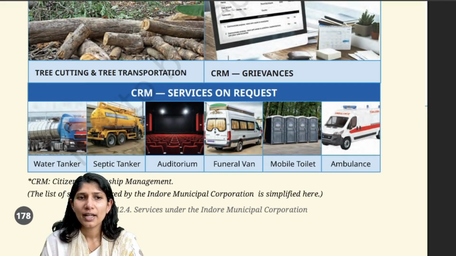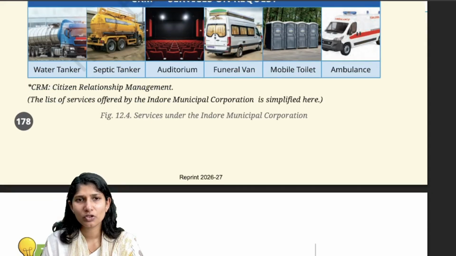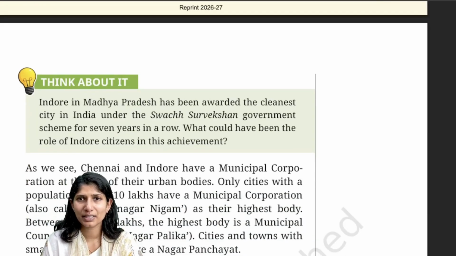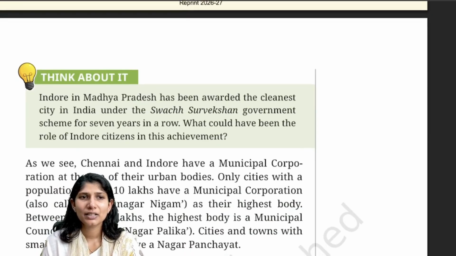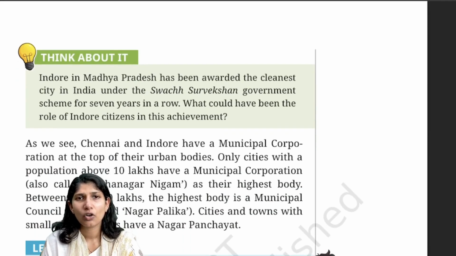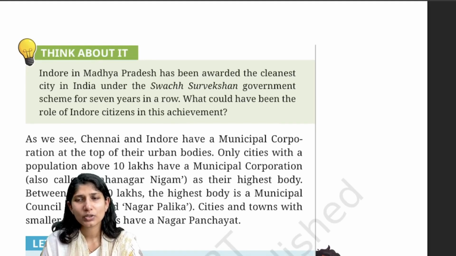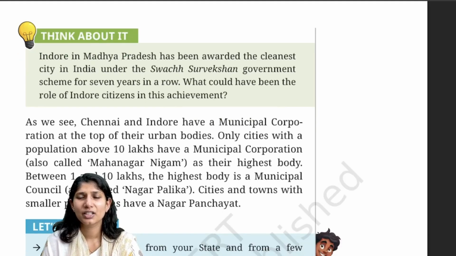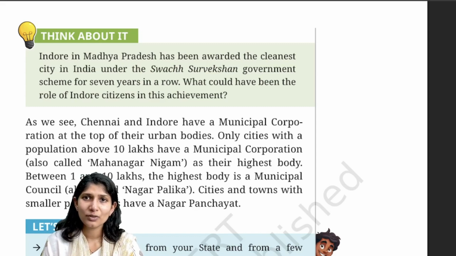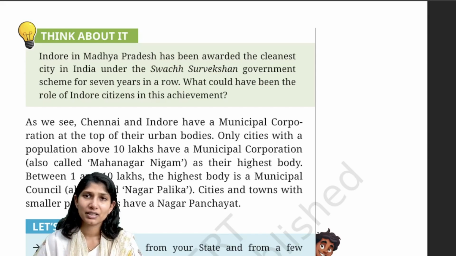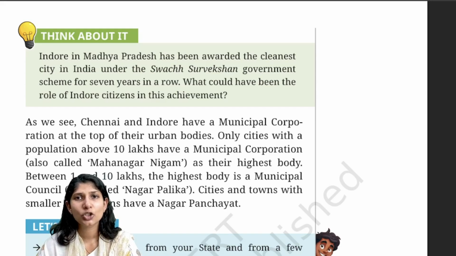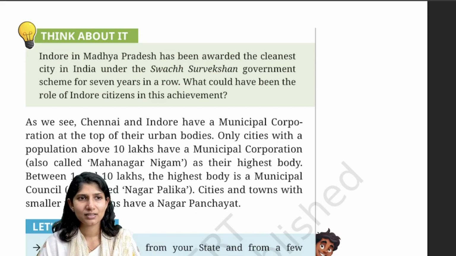If all of this has to be provided by the municipal area to you, then they also need money. Where will they raise that money? That money will be raised from your taxes. So taxes are much more extensive in urban areas compared to local areas. Again, as I told you before, the administration of each local or urban area is different from state to state. Understanding?